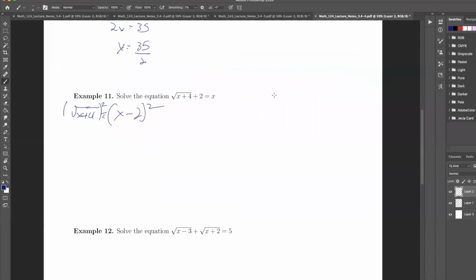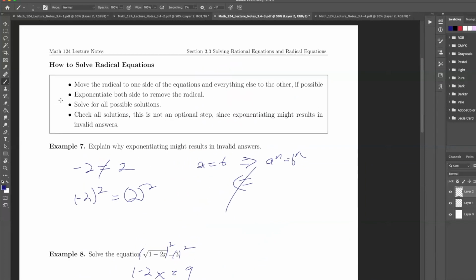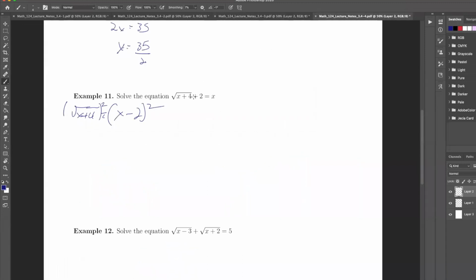Now I have everything on one side. I move this over because that's my first step. Remember, if we had the little steps, step 1, move the radical over. Step 2, exponentiate both sides. Step 3, solve what we have. Step 4, check it. So step 1, we move the 2 over. Step 2, we're going to square it.